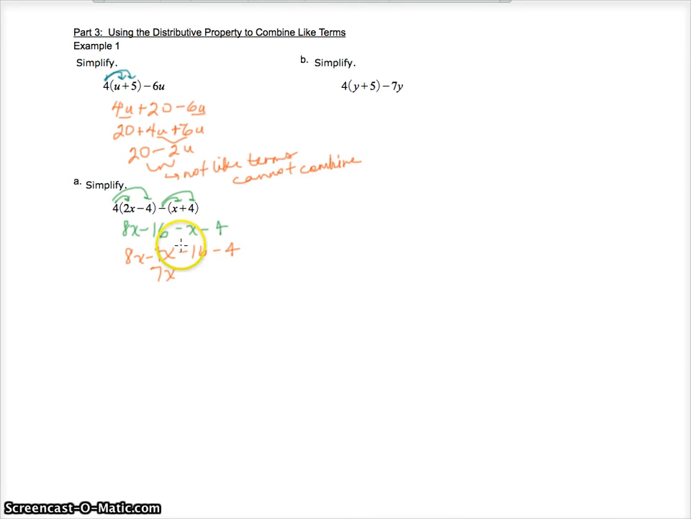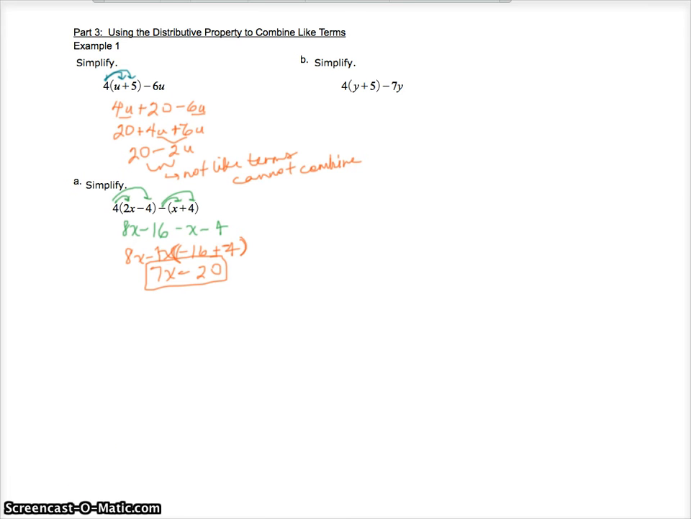Now I've got this minus 16 minus 4, and I'm going to put this in parentheses because now I can think of it as negative 16 minus 4. So I have negative 16 minus 4. I keep change. Okay, negative 16 plus negative 4 is negative 20. Since these again are not like terms, I cannot combine them. This is my final solution.